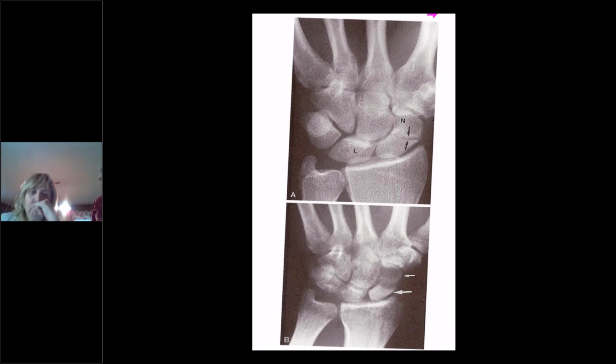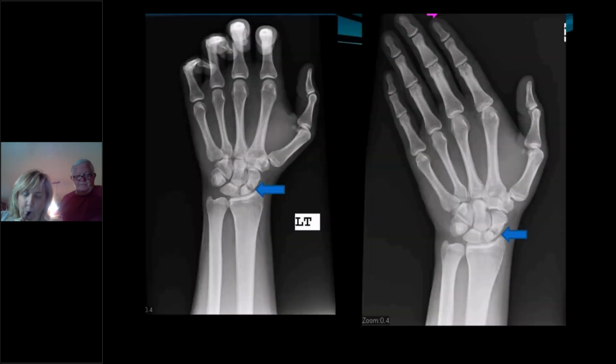So now this person's going to need a significant operation, and they're going to probably always have some degree of morbidity with it. And you know, this is just a bad problem that should be avoided by identifying the pathology early on. Here's a couple more pictures of scaphoid fractures.